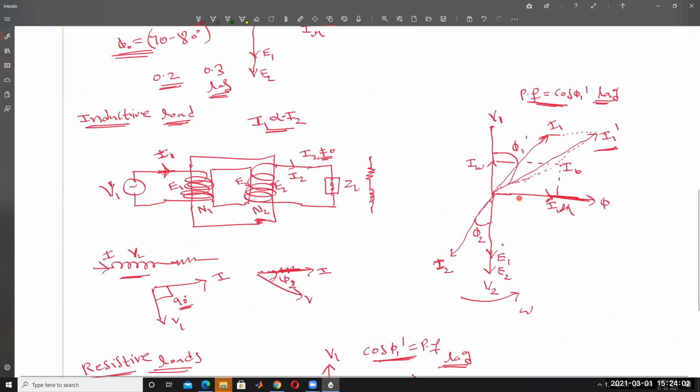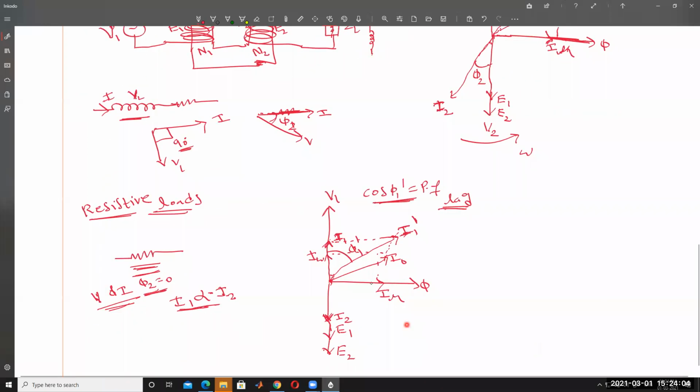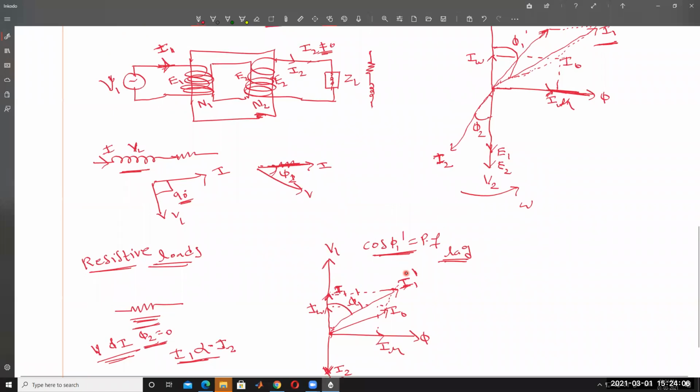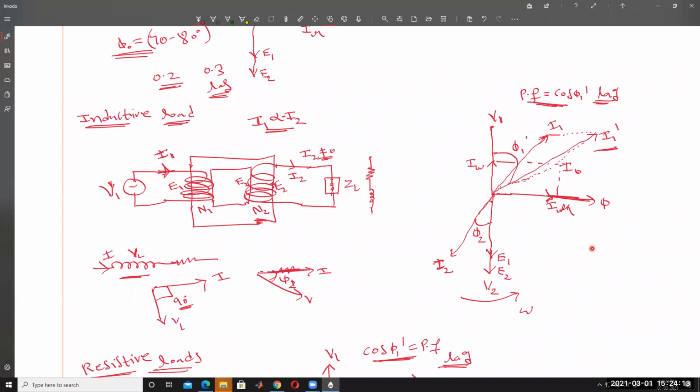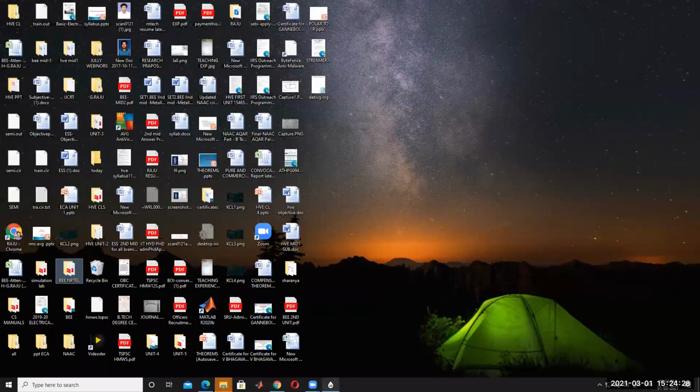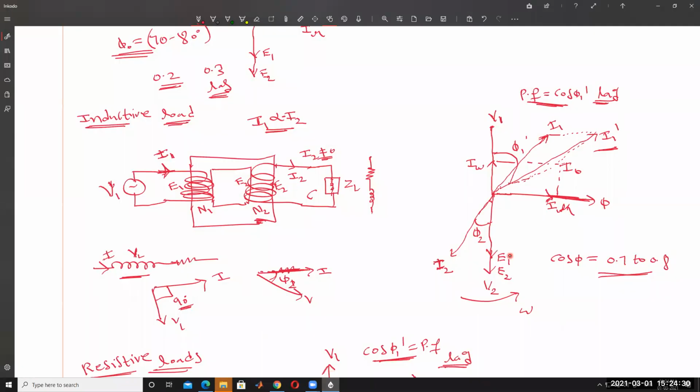For a resistive load, the power factor angle decreases slightly, so the power factor is maybe 0.8 to 0.9. For an inductive load, the power factor, cos phi, is in the range of 0.7 to 0.8, or maybe 0.9, sometimes 0.9 also, lagging.